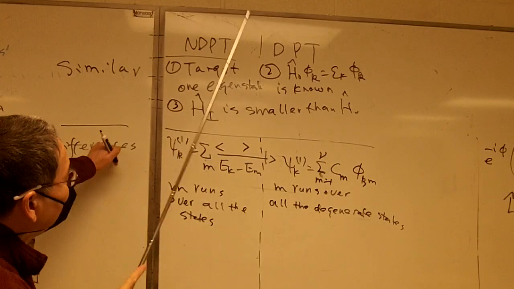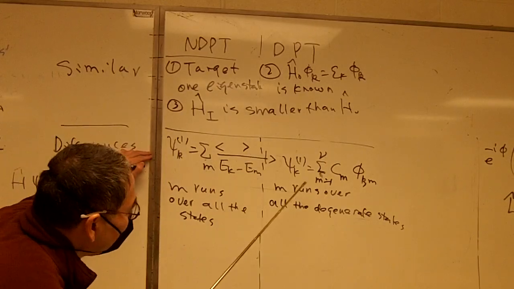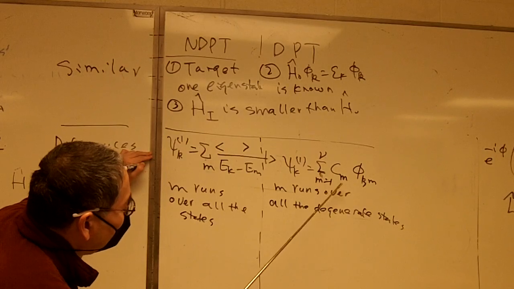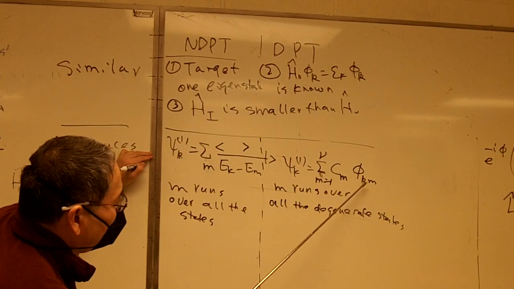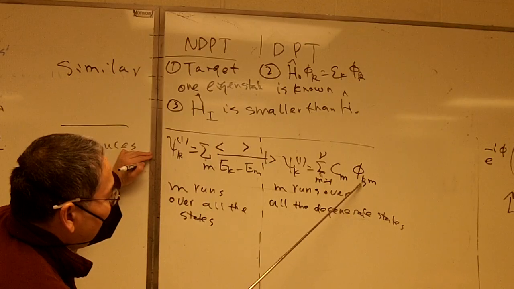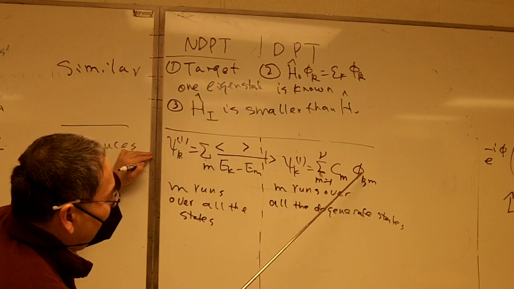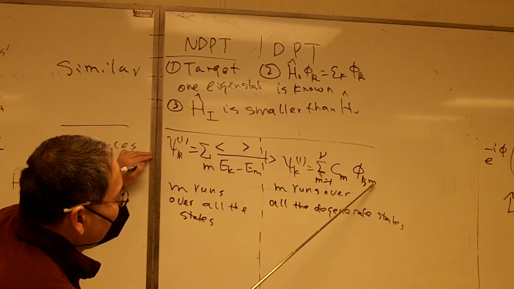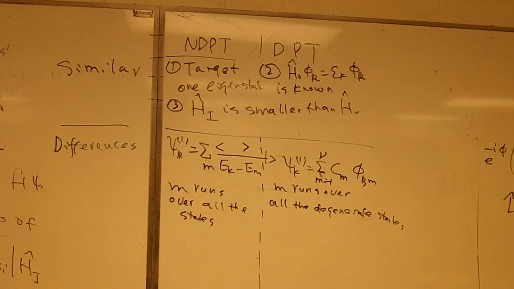For the degenerate perturbation theory, this M runs over all the degenerate states belonging to K, connected with K, like this. So that's just like P orbital, then you're going to have Px, Py, Pz. So this runs over Px, Py, Pz, and that is the key difference. Did you see the difference here? One runs over all these states.